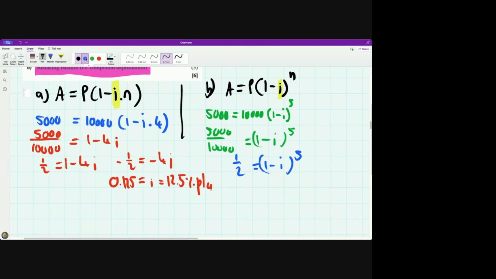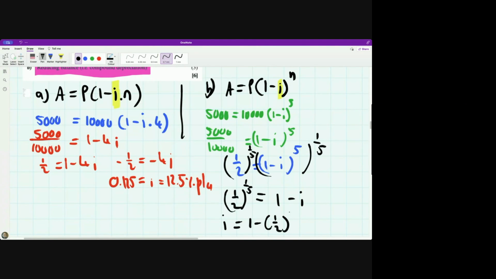There's two ways of doing it. The one is to take the fifth root. So you say not the square root, the fifth root, but then what you do to the one side, you do to the other. Or the other way of doing it is to raise both sides to the power of a fifth. This means the same thing. And if you do that, you're going to get 1 minus I, and then a half to the power of a fifth. And then, what am I going to get for my I value? Who can help me out?